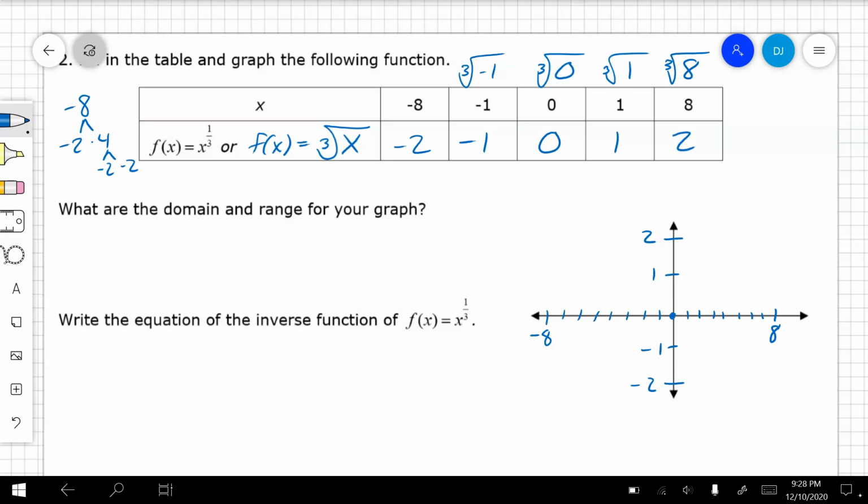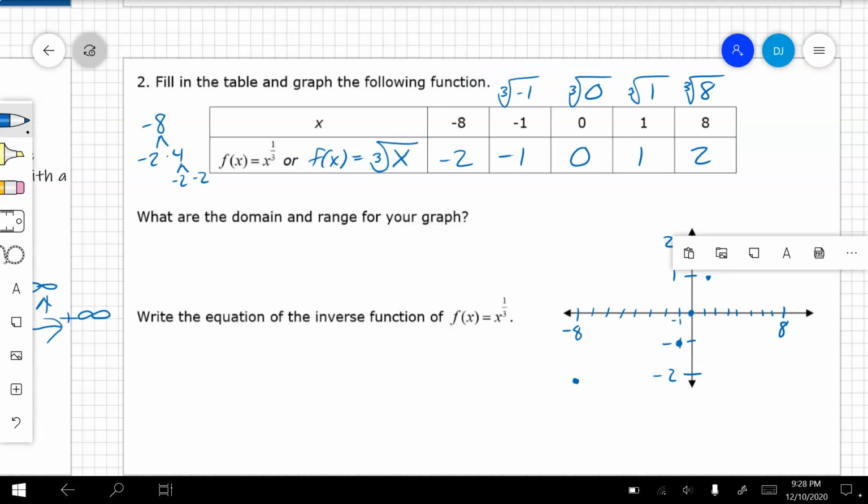This is going to be -8, -2. That's my first point. -1, -1. So that's going to be about right here, right on top of the 1 that I drew. Then the next one is going to be 1, 1. And 8, 2, which is out here. So it's going to create this S shape, but notice how this is going to look like a parabola just from 0 all the way to +infinity. This is also going to be kind of like a parabola, but going in a different direction. And this is your cubic function.